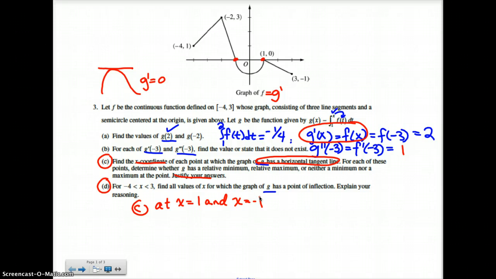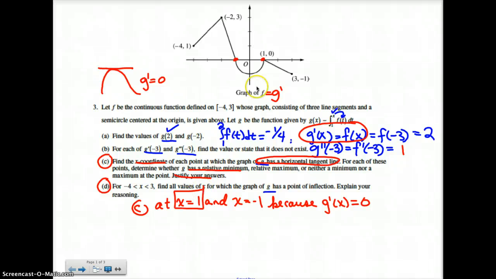A nice succinct answer would be to say because G prime of x equals 0 here. Some of you put because f of x equals 0, and they're equivalent functions, so that would suffice also, but you don't need to write a whole lot for that. Then it says to decide whether there's a minimum or a maximum there. So let's look at x equals 1 first.